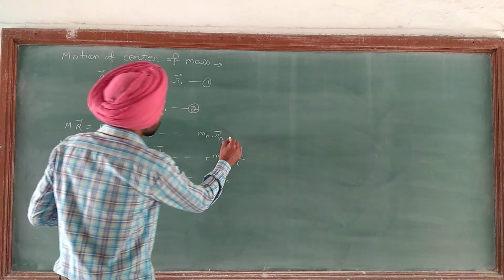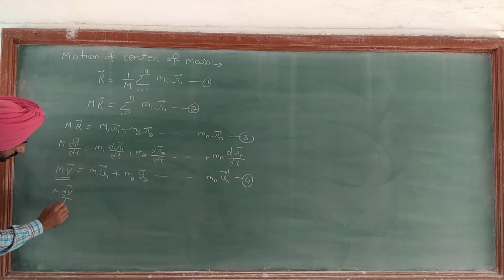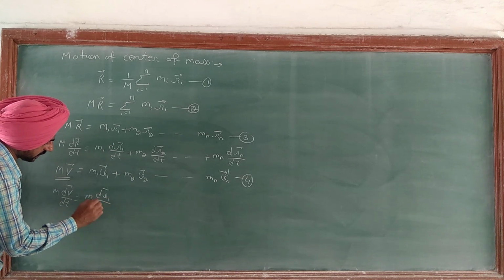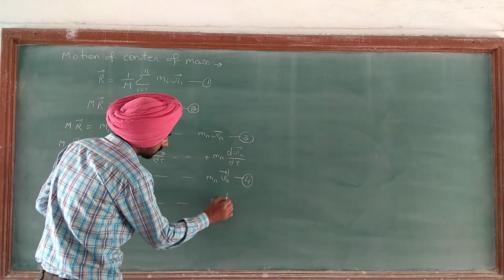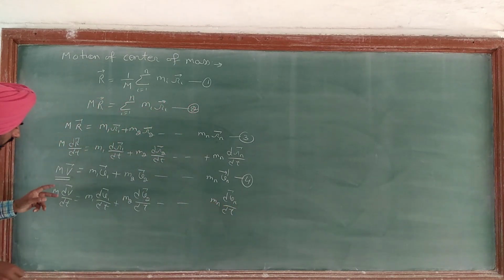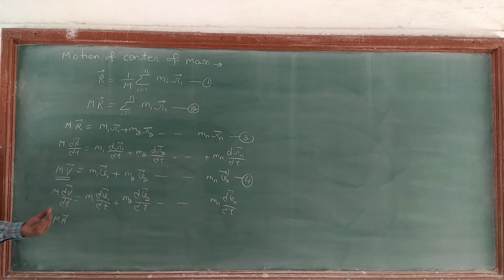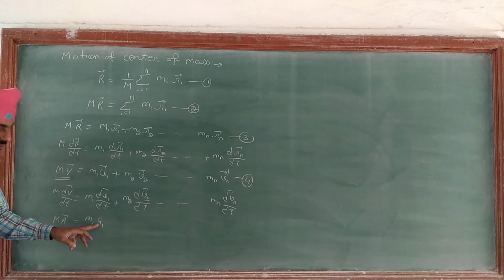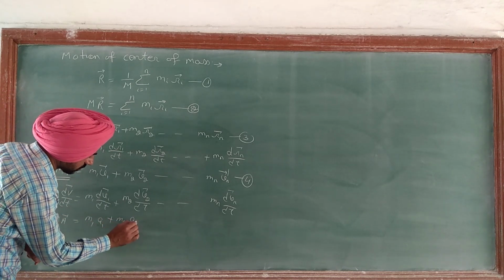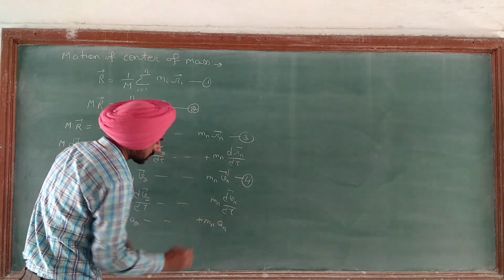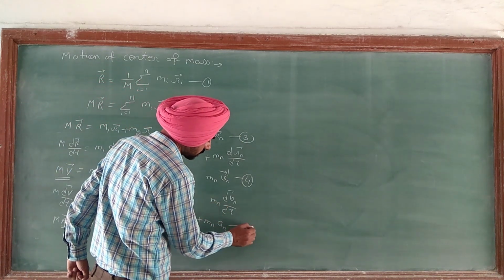Now if I differentiate this equation number 4 again, then it will be M dV upon dt is m1 dv1 by dt plus m2 dv2 by dt and so on mn dvn by dt. The rate of change of velocity with time is acceleration. So M A, where capital A is the acceleration of the center of mass, equals m1 a1, acceleration of first particle whose velocity is v1 and mass is m1. Similarly m2 a2 and so on mn an, the acceleration of nth particle whose velocity is vn and mass is mn. Let me call this equation number 5.